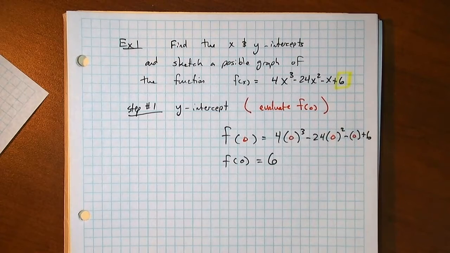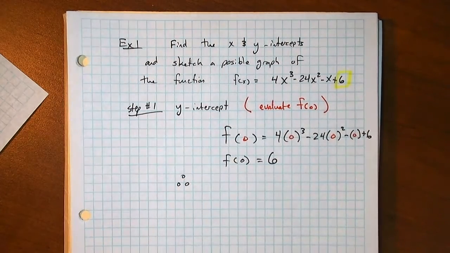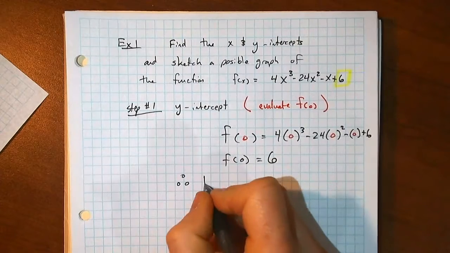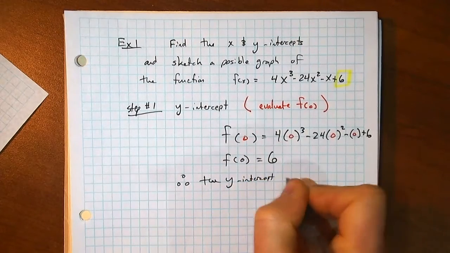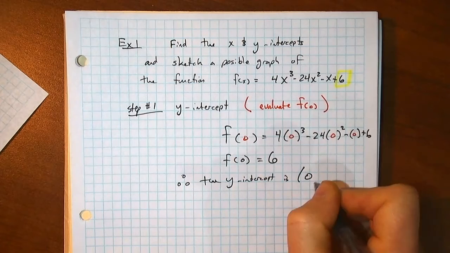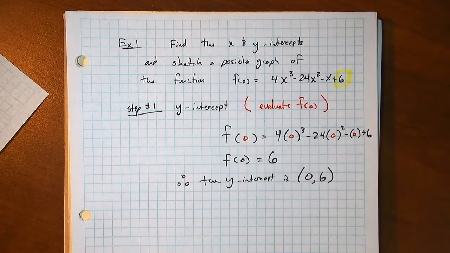So there's our step one. The y-intercept, therefore, the little 3 dots, that means therefore. Therefore, the y-intercept is when x equals 0, y equals 6. And there we have it. So there's our first step. I always do that first.